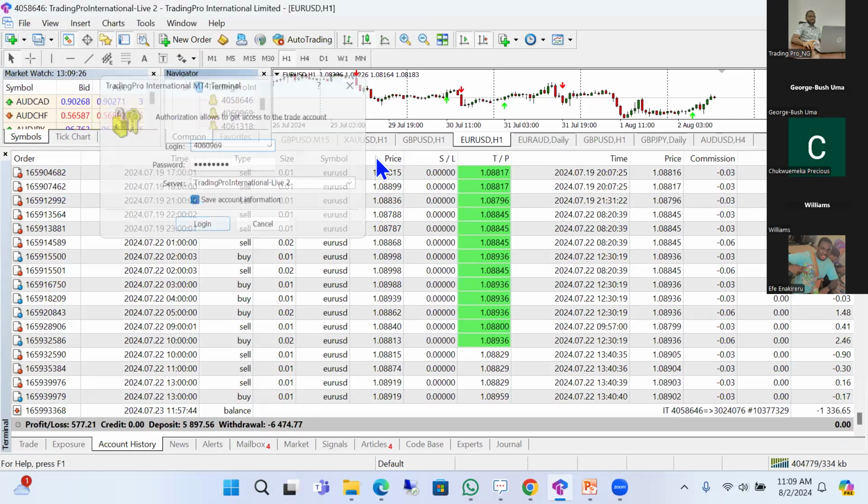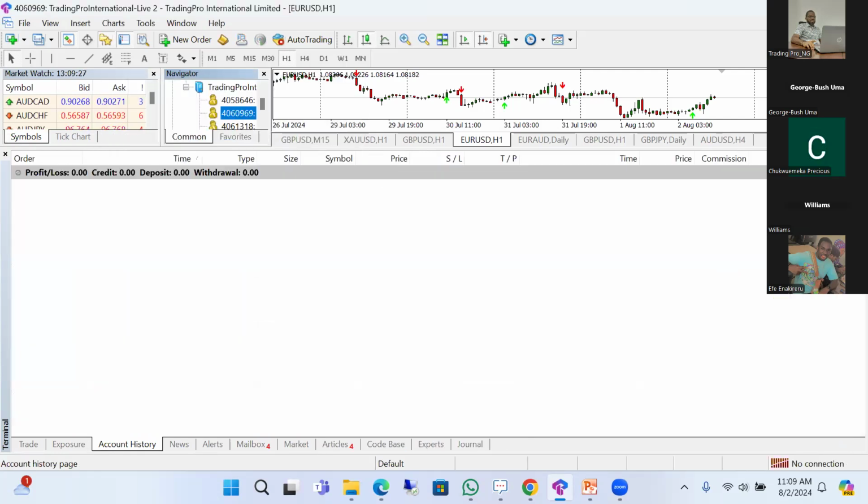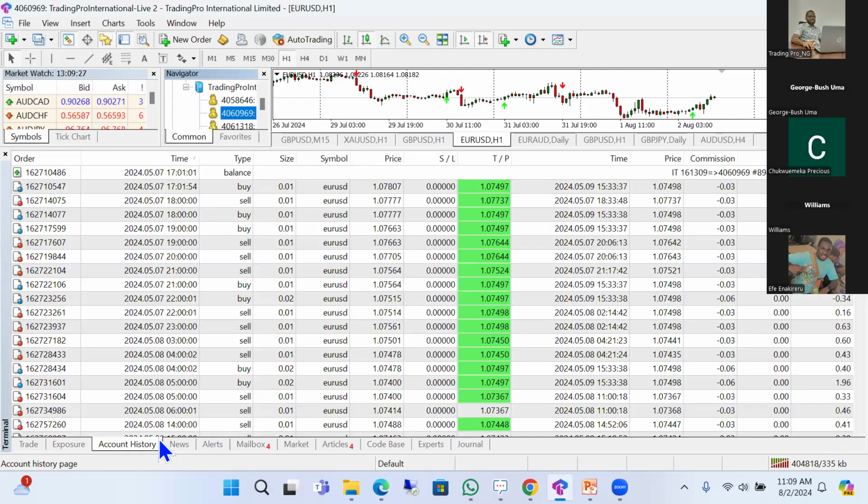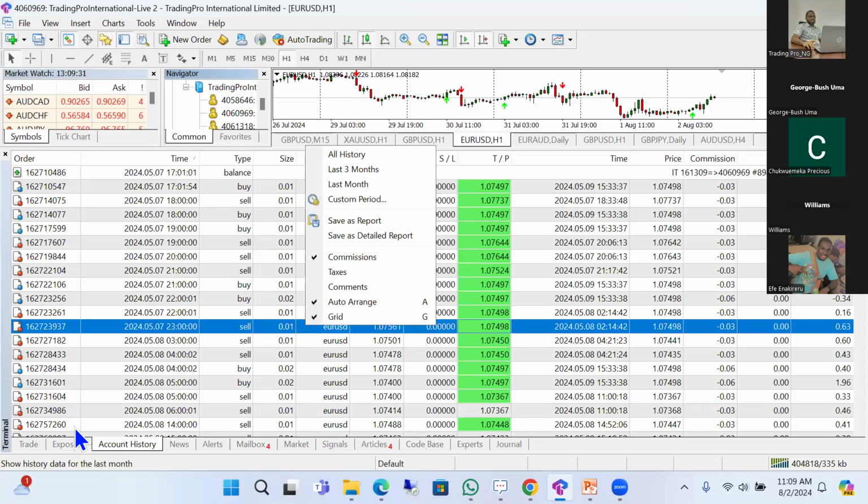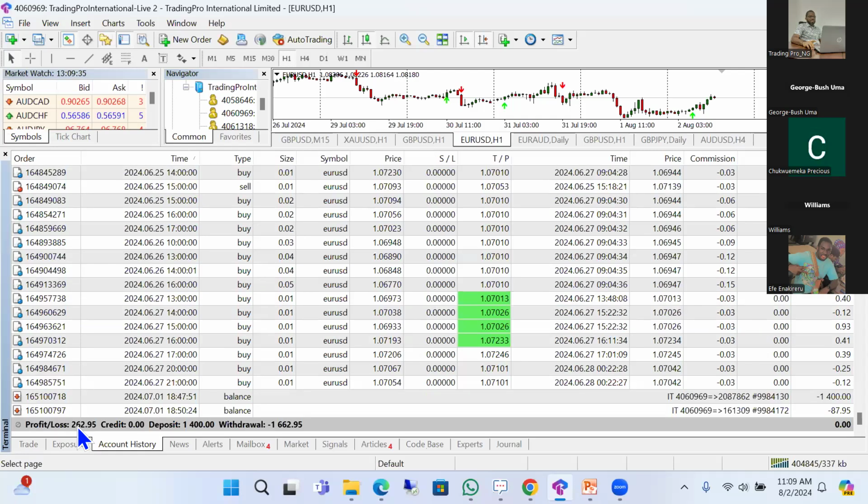So still all history. So move all the way down. So you can see that total profit on this one is $262. The other one, the total profit was 577. And you can see there is no withdrawal. This person dropped in, and you can see deposit, you can see withdrawal. All right, so I go to the third one.